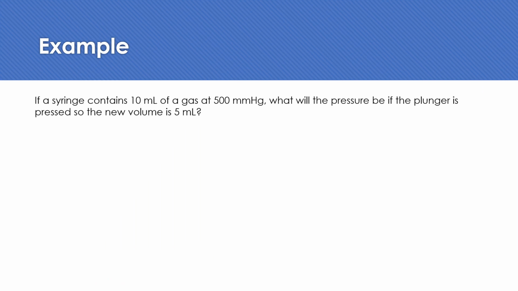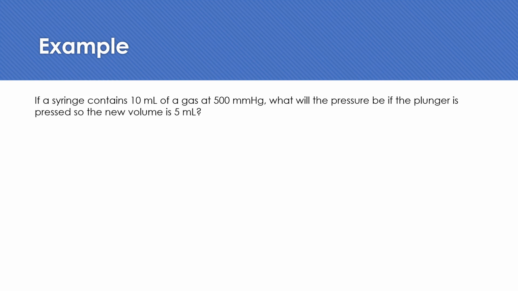You have a syringe that has 10 milliliters of gas at 500 millimeters of mercury. What will the pressure be if the plunger is pressed so the new volume is 5 milliliters? Whenever you get a gas law problem, the first thing you want to do is identify what law you are applying, and then what variables you have. So we know we're doing Boyle's law.